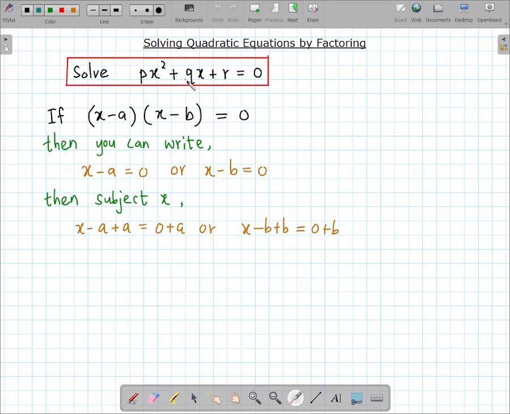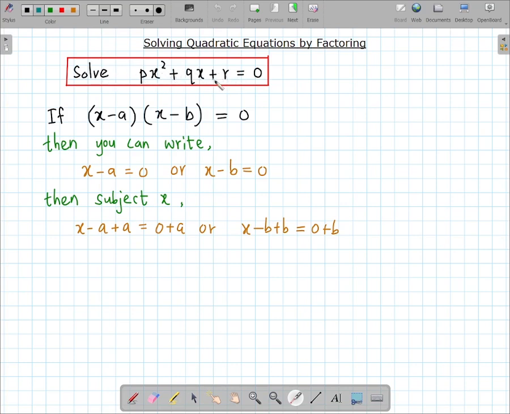Hi, today we are going to do solving quadratic equations by factoring. So we have given: solve px squared plus qx plus r equals 0. This is the general quadratic equation here. Then you are given to solve.